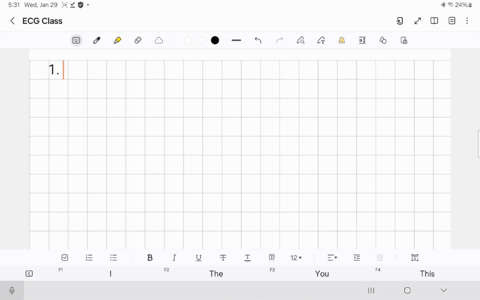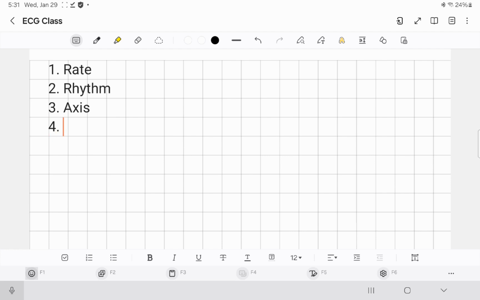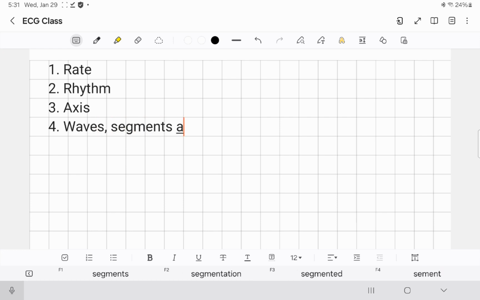So, one, rate. Two, rhythm. Three, axis. Four, the waves, segments, and intervals. All right.